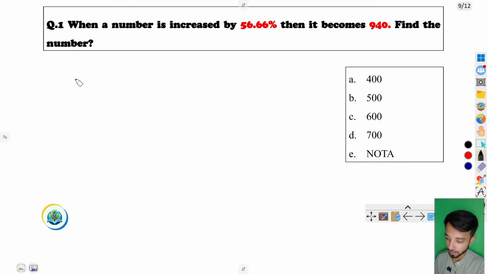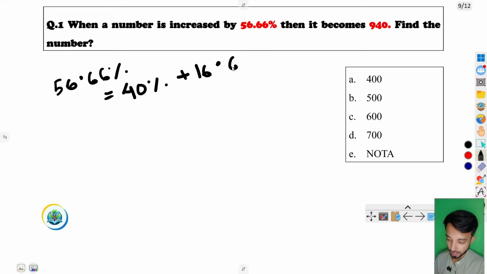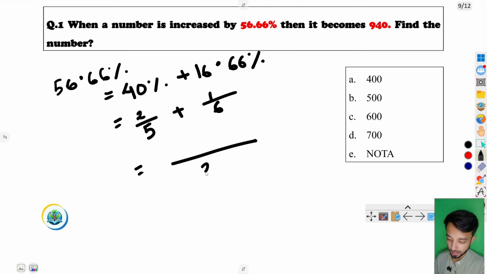So let us select one of the methods for 56.66%. Let us select the first one, that is 40% plus 16.66%. What will we get? The 40% value we know as 2 by 5. Now what is the value of 16.66%? We know it as 1 by 6. What will be the sum? 5 times 6 is 30, 30 is the LCM. We will get 12 plus 5, so we will get 17 by 30.